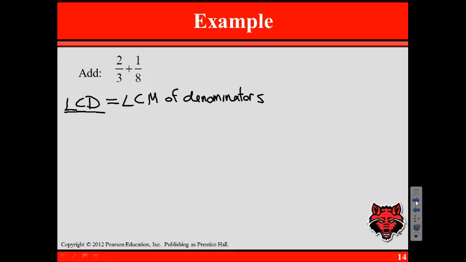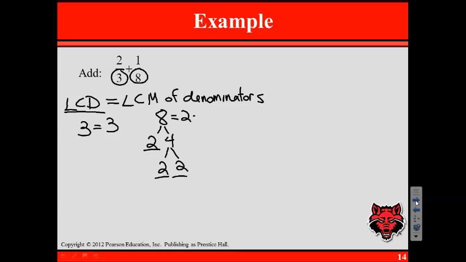We want to find the least common multiple of 3 and 8. So we write the prime factorizations. 3 is a prime number, so 3 is its own prime factorization. 8, let's make a factor tree. 8 can be divided by 2, 4 times. 4 is 2 times 2. So the prime factorization of 8 is 2 times 2 times 2.